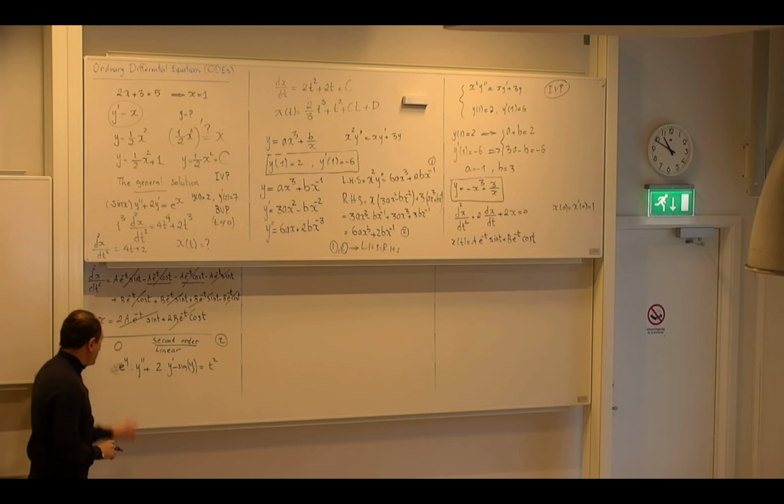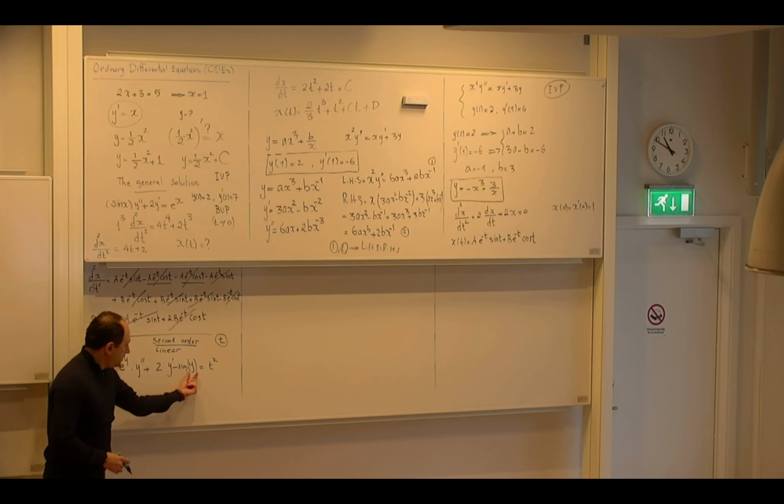Okay, so this is not linear. For example, yes, the coefficient of y prime is a constant, no problems, but the coefficient of y is sine y, which depends on y. We don't want this to happen. It should be either a constant or depends on t. Okay, so it's not linear.